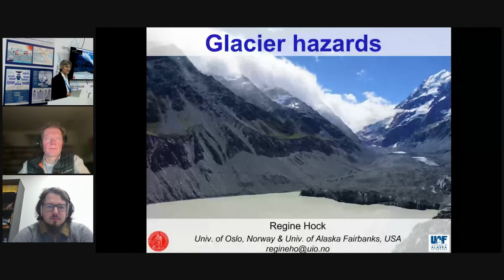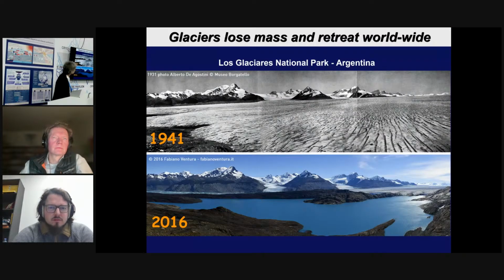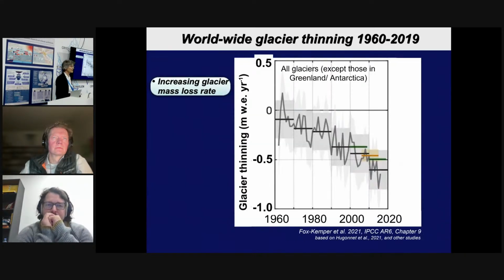Okay, thank you. So I will give a brief overview about glacier hazards. As you all know, glaciers are losing mass and retreating worldwide. Here, a nice example for Argentina. In a few decades, massive glacier retreat. Another example here from Alaska, also massive glacier retreat. And something new that we are seeing is that the glacier retreat and thinning is accelerating.